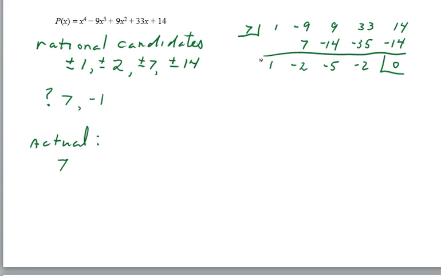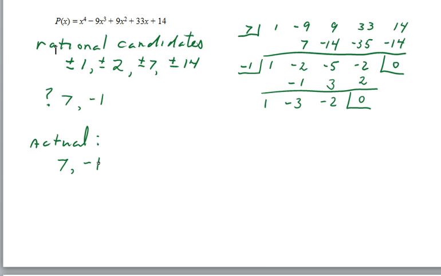Now let's try the negative 1. 1 would be the leading coefficient in this quotient, times negative 1 would be negative 1, add negative 2 would be negative 3, times negative 1 would be 3, add negative 5 would be negative 2, times negative 1 would be 2, and the remainder would be 0. So negative 1 is also one of the actual zeros.